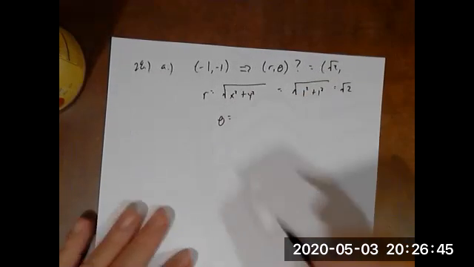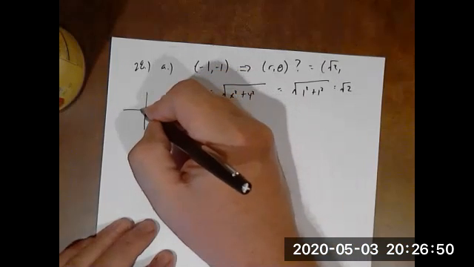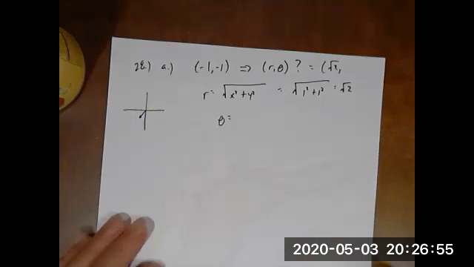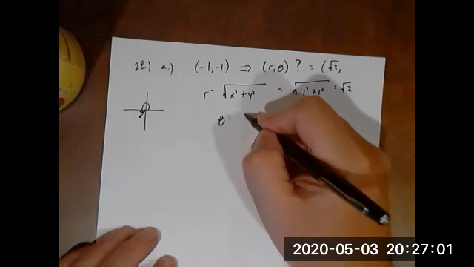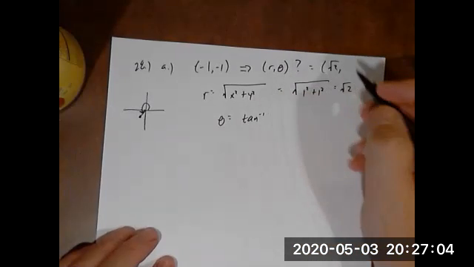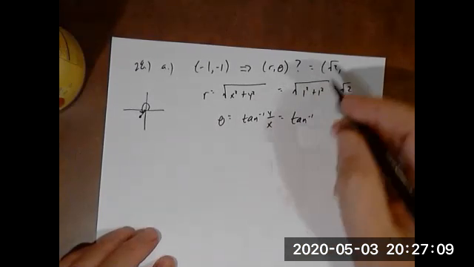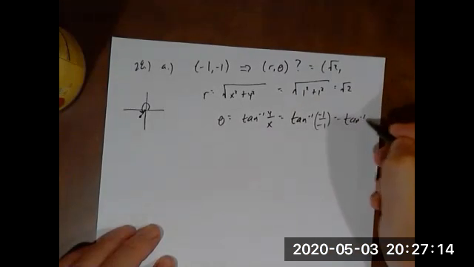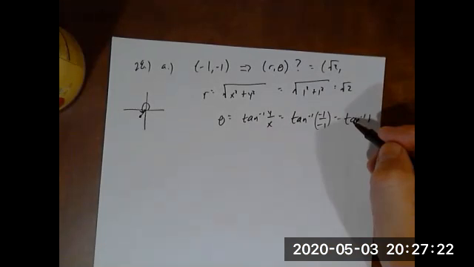Now the angle is always the tricky thing. A lot of times we have to see where our point is. -1, -1. We're really right here. So this is going to be our angle. So it's inverse tangent of y over x. -1 over -1. Inverse tangent of 1. So we're looking for the angle where the tangent is 1.